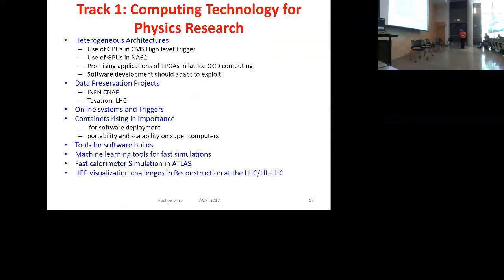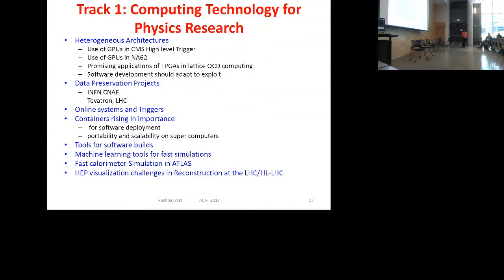And then the interesting thing that I find is that now machine learning has been creeping into the other tracks as well. So it was nice to see machine learning tools actually prominently show up in the other 2 tracks. In this case, for fast simulations, as you just heard and saw.